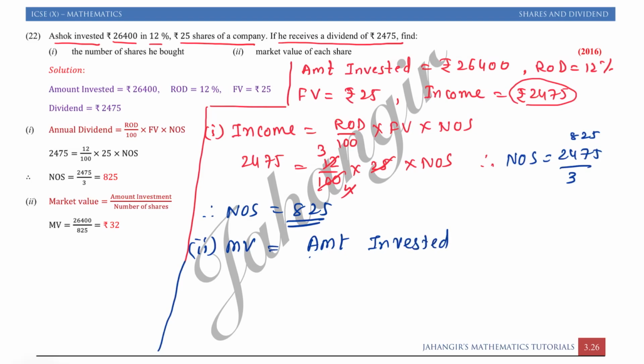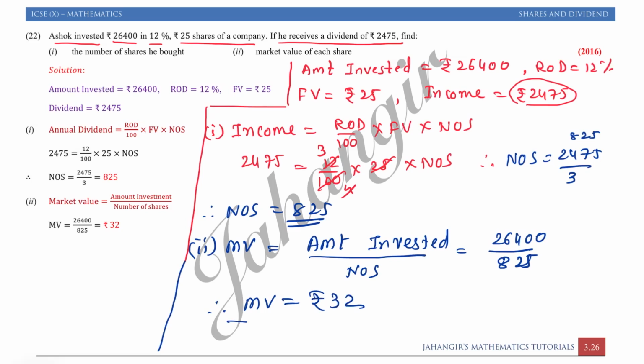Amount invested upon number of shares. So that is 26,400 upon 825. Cancelling out, you will get market value is equal to rupees 32. This question was quite simple, concept based question था.